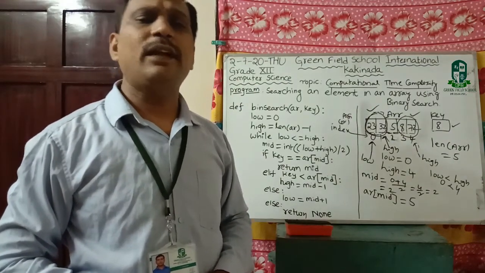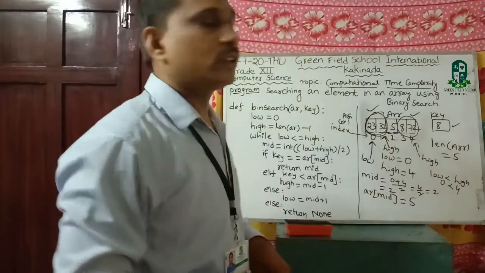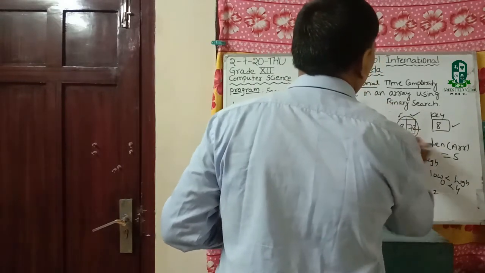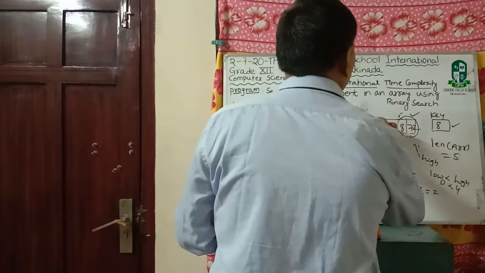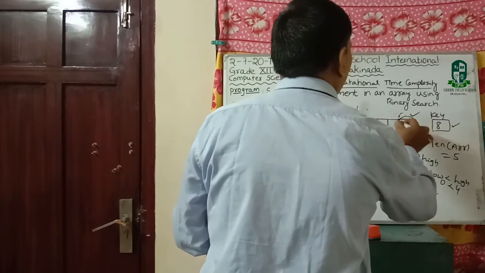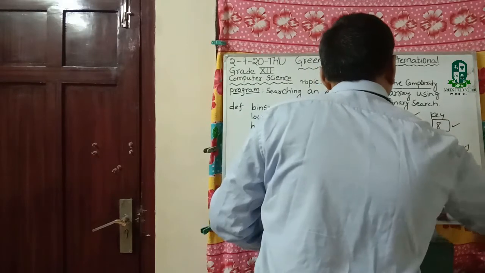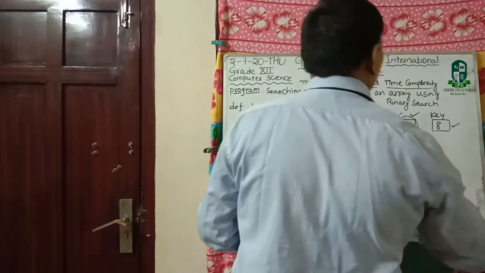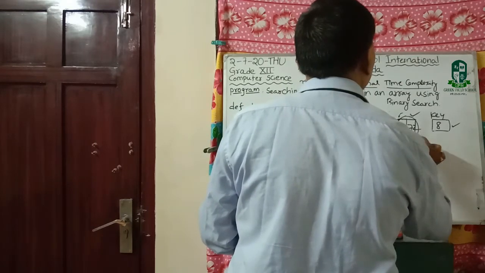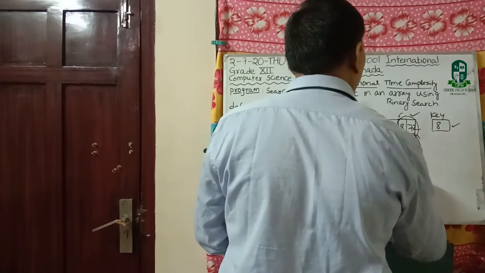So again the same process. Suppose we search for the key element 8. Our big problem can be divided so that this time we do not consider these elements. In this case we consider only these two elements, 8 and 72. Then we set high and low here. High is this one: 0, 1, 2, 3, 4, so high is equal to 4. Low is equal to this one, 3.